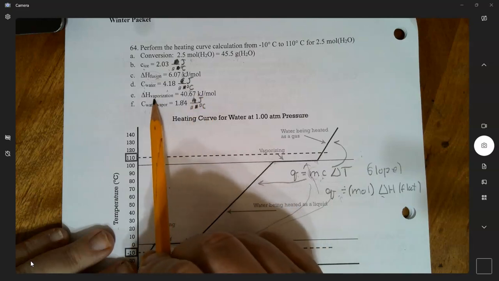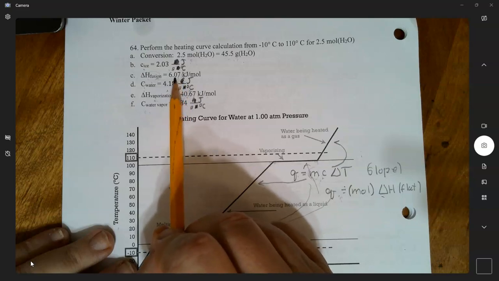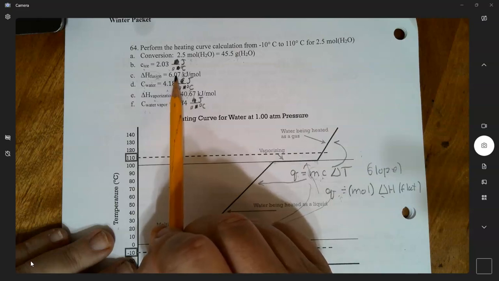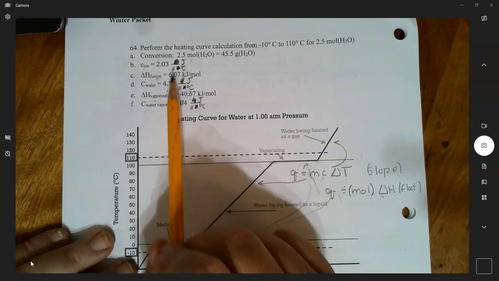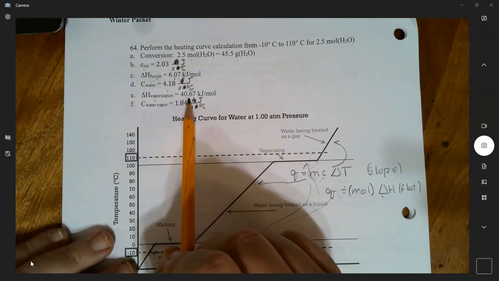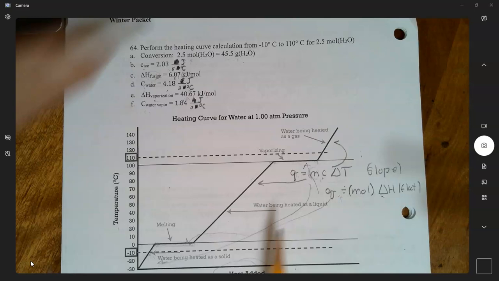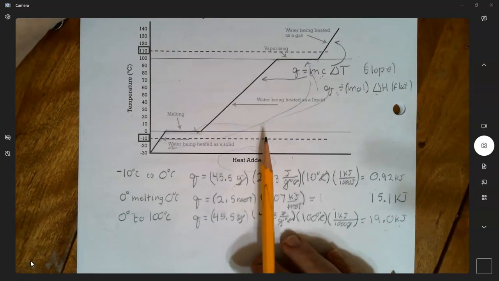Notice how much greater the delta H of vaporization is than the delta H of fusion. All this heat is doing is taking frozen ice molecules and making them a little looser so they can flow around each other as a liquid. But this one has to take those liquid molecules and actually put so much energy into them that they break away from the liquid and float off into the atmosphere. So this is a lot more energy to go from liquid to vapor than to go from ice to liquid. Okay, so let's go ahead and do this.